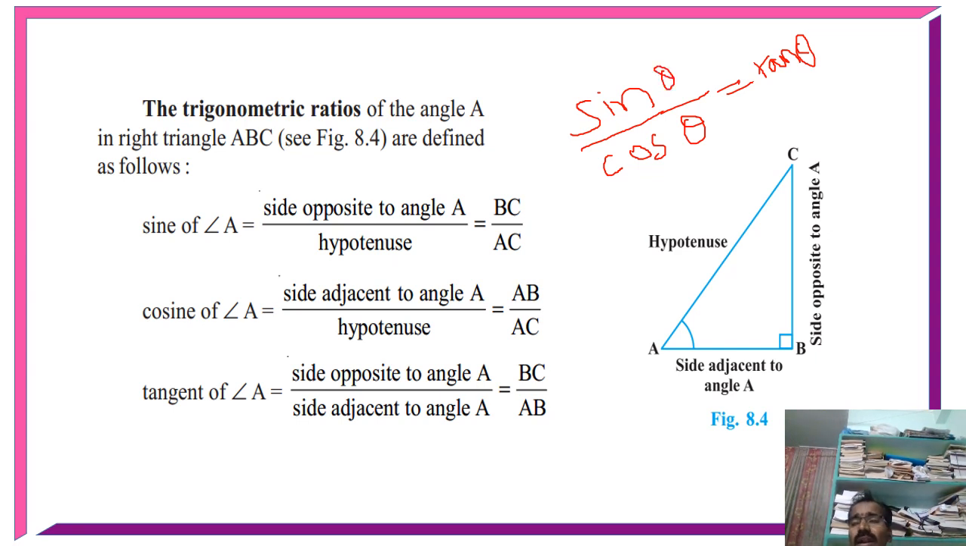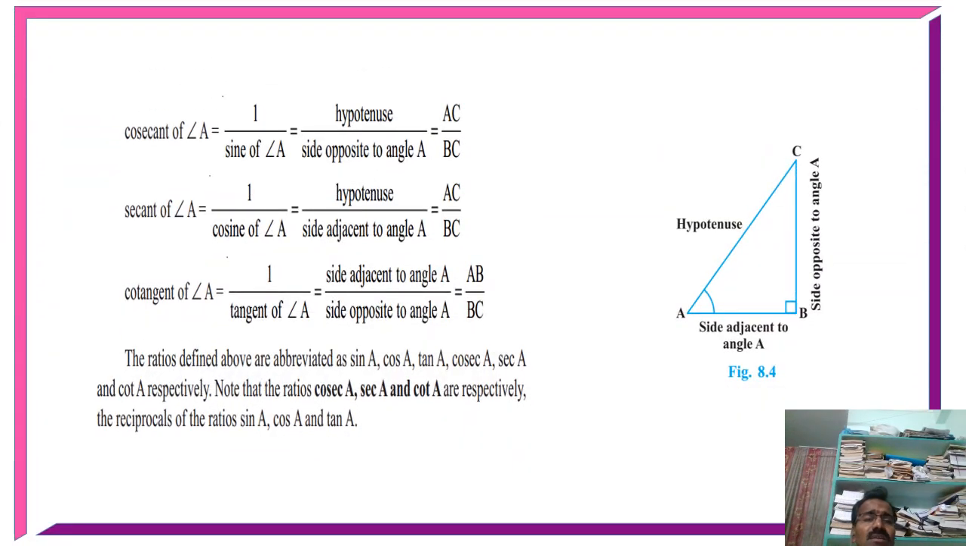Now let us go with the next slide. In the next slide, cosecant, which is the reciprocal of sine, is the hypotenuse by the side opposite to the given angle, AC by BC. Secant is the reciprocal of cosine, or cos in short form, 1 by cos, defined as the hypotenuse by the side adjacent to angle A, AC by AB. Cot, short form of cotangent, is the reciprocal of tan, which is 1 by tan, the side adjacent to angle A by the side opposite to angle A, AB by BC.